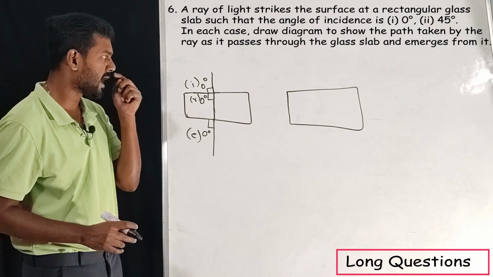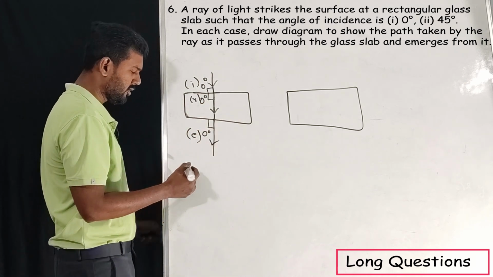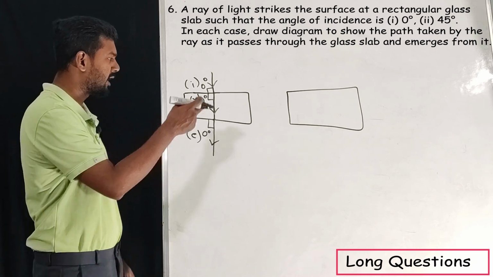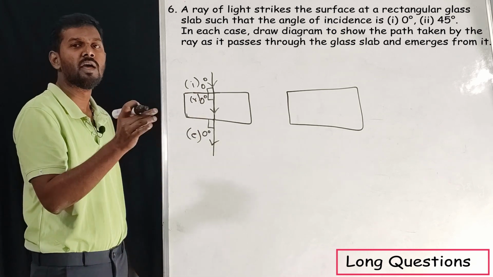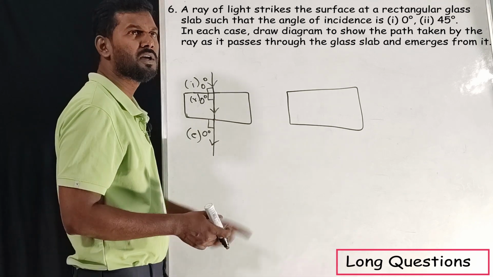That's it. So this is the diagram. So you put the arrow mark. So here you can write angle of incidence is equal to angle of refraction, that is equal to angle of emergent, if the angle of incidence is 0 degree. Now we'll go for the second one.